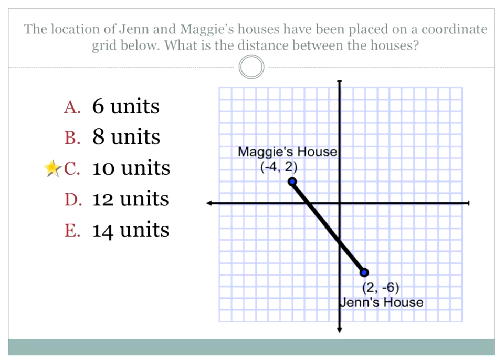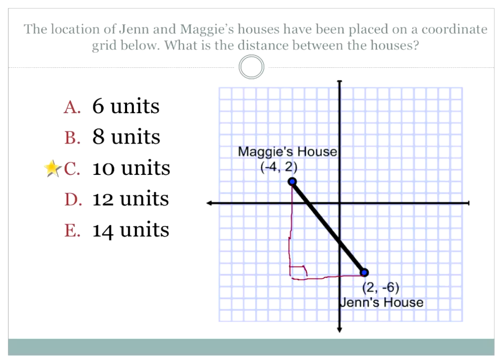Here we have the location of Jen's house and Maggie's house. We put them on this coordinate grid below. We want to know the distance between those houses. Well, again, we would be looking at using the Pythagorean theorem or that distance formula.